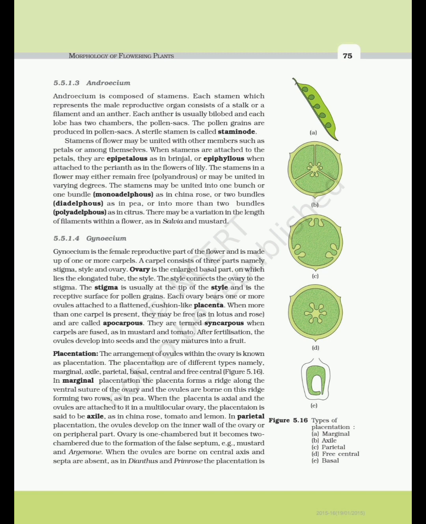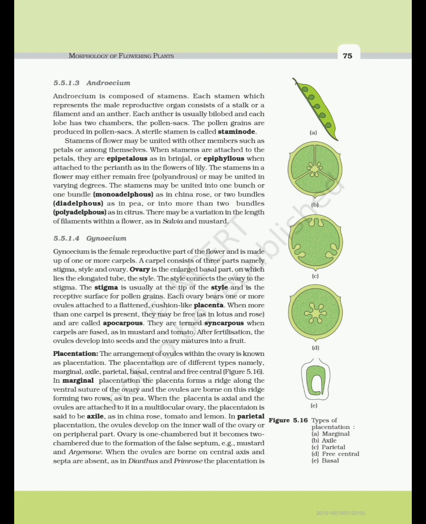Each ovary bears 1 or more ovules attached to a flattened, cushion-like placenta. When more than 1 carpel is present, they may be free as in lotus and rose, and are called apocarpous. They are termed syncarpous when carpels are fused, as in mustard and tomato. After fertilization, the ovules develop into seeds and the ovary matures into a fruit. Placentation. The arrangement of ovules within the ovary is known as placentation. The placentation is of different types, namely marginal, axile, parietal, basal, central and free central.